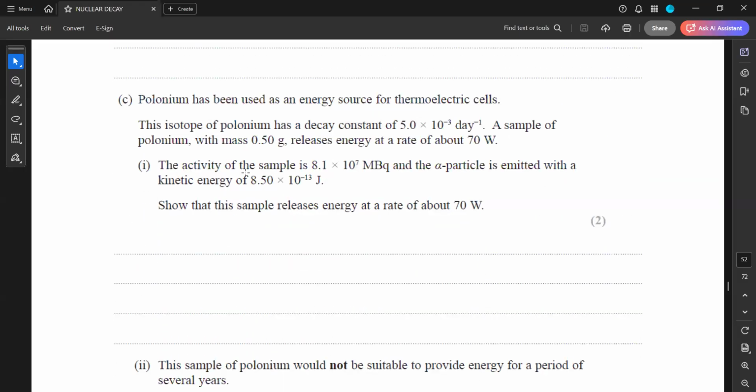So whenever we need the power of the sample, power of a sample is the energy of one, like energy multiplied by activity. We'll get the power because activity is 1 over second.